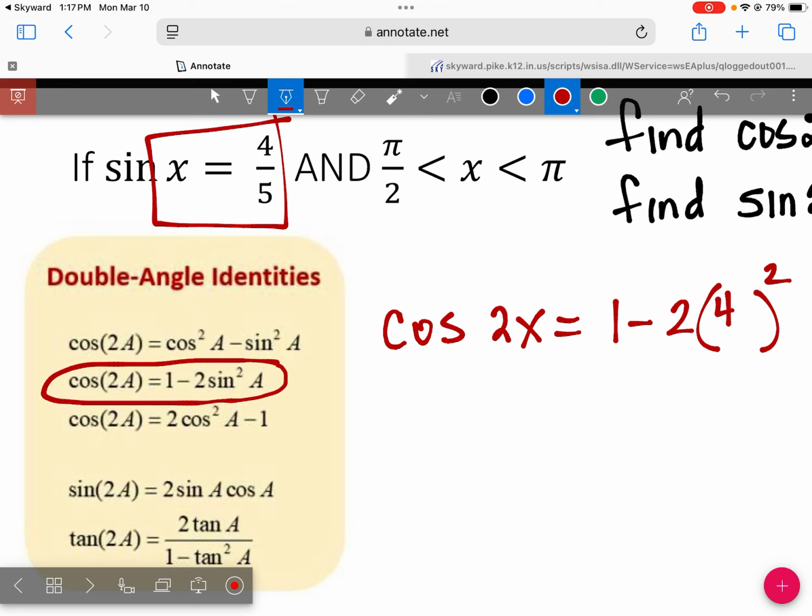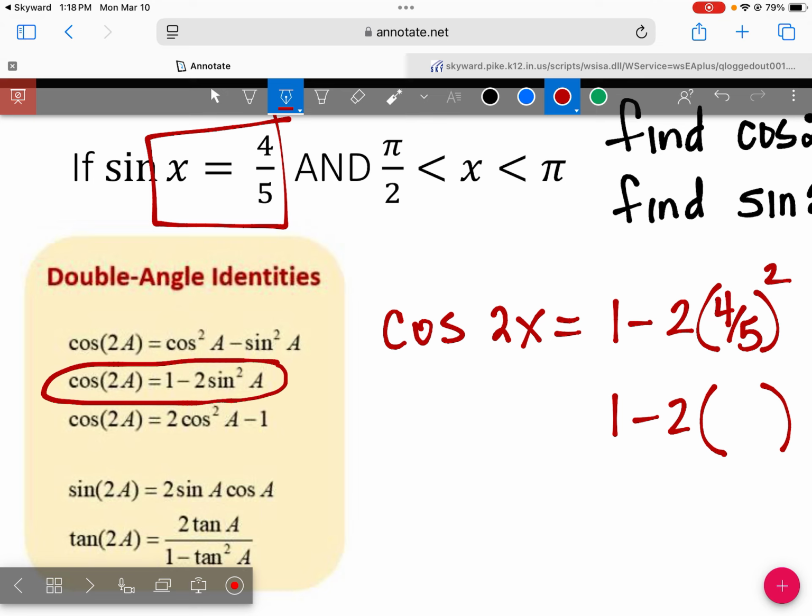4 over 5. And now you're going to do order of operations. So according to order of operations, what comes first? Parentheses. So we don't have anything in the parentheses except for a number. So next would be E. And what does E stand for? Exponent. So we need to square 4 over 5. So you need to take 4 squared over 5 squared.